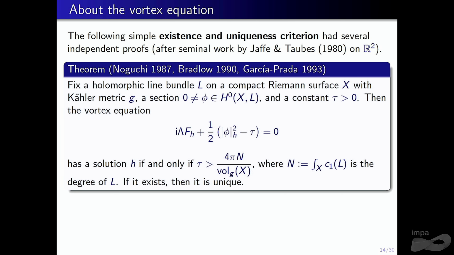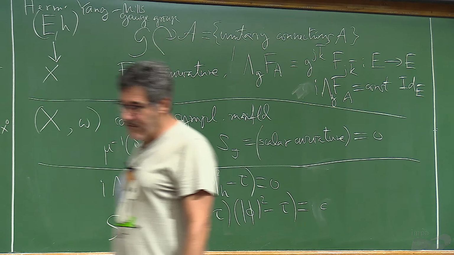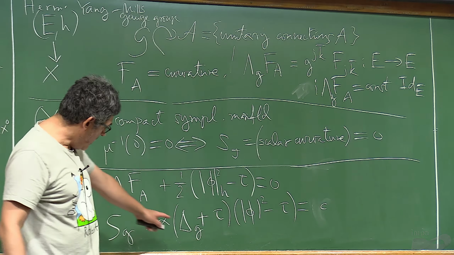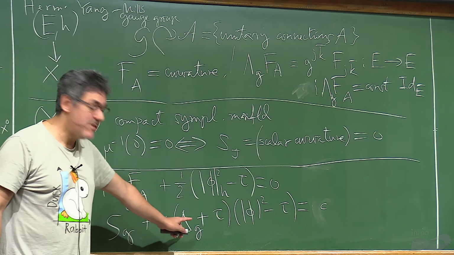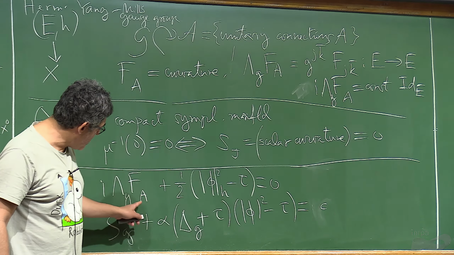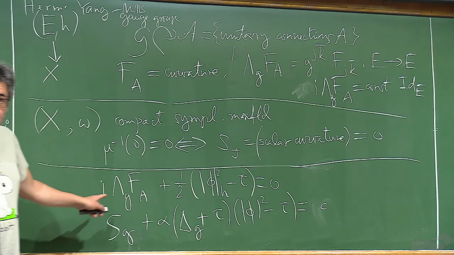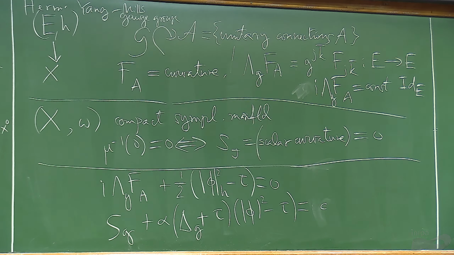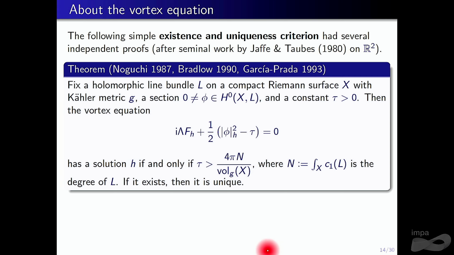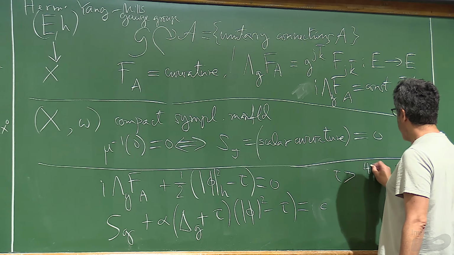Okay, the first thing to do is to observe that the first equation is easier to solve if you fix the scalar metric. If you fix the scalar metric, then the only unknown in the first equation is the gauge field, and the only restriction is this bound. If tau satisfies this condition, then you know there are solutions and they are unique.